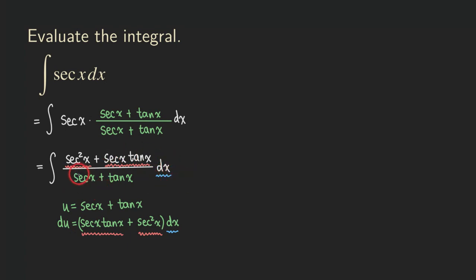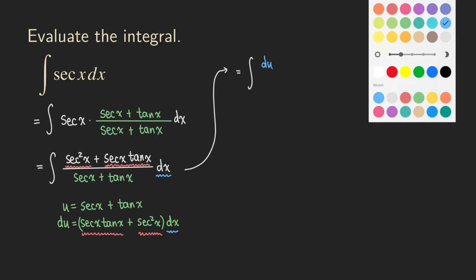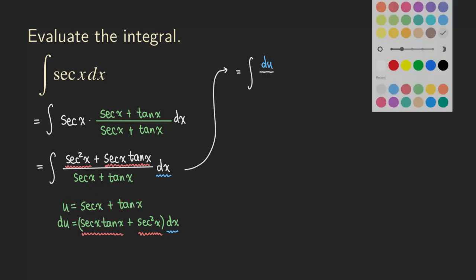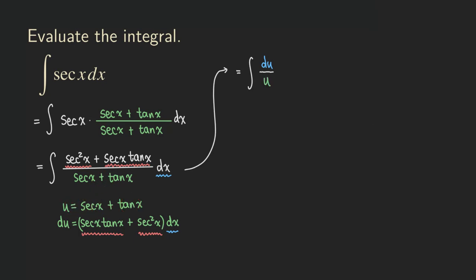And then, of course, we can replace the bottom, which is the secant x plus tangent x, by u. And so now we turn our integral into an integral with what do we have in the numerator? It's just the du. And what about the denominator? The denominator is replaced by the u. So we have the u right here.